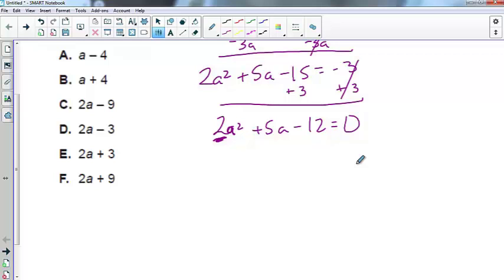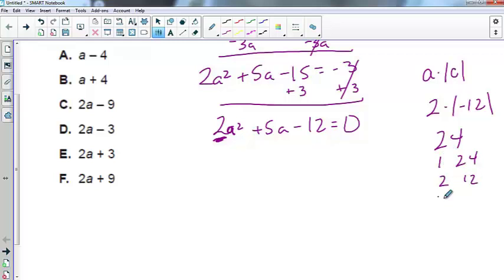I'm factoring here. You guys are making me really nervous. Do you remember that? A times the absolute value of C. So it's going to be 2 times 12, the absolute value of negative 12. So 2 times 12 is 24. Now I need to do what with 24? Right, so I have 1 and 24, 2 and 12, 3 and 8, 4 and 6.